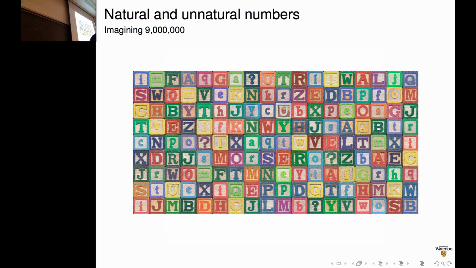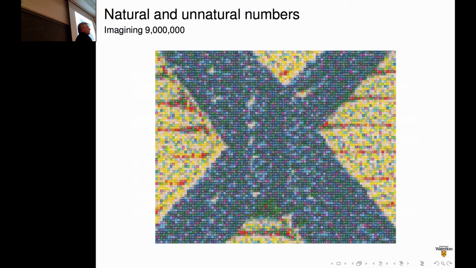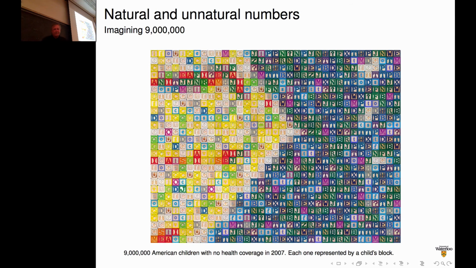So this is 9 million, and we're going to zoom in on this X. So that's the X. And you see it's pixelated. There's a little more information there, a little more on the part of it, the center here. Can you see what these things are? So these are all children's blocks. 9 million children's blocks.